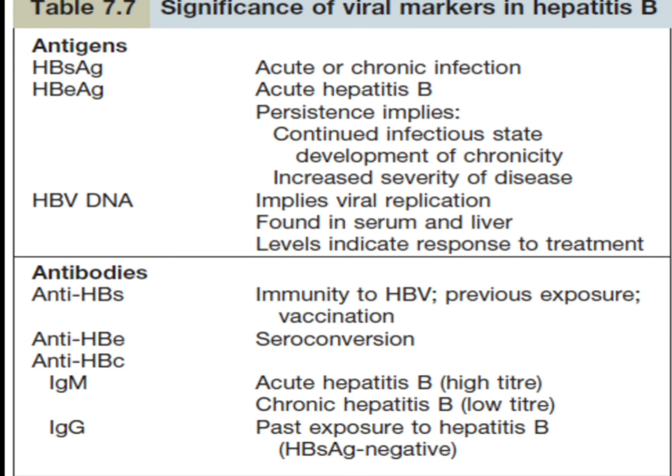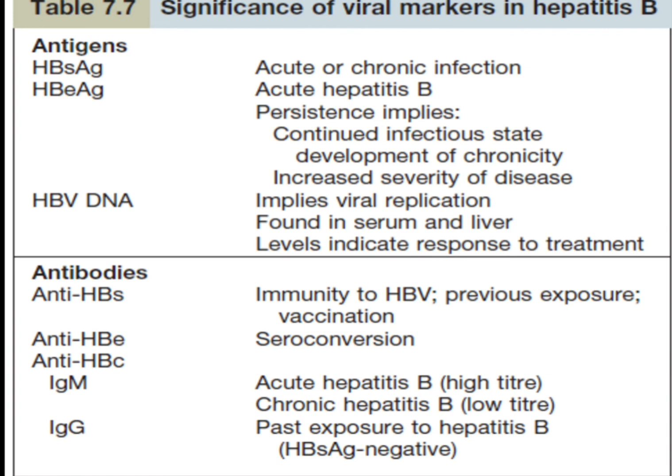increased severity of disease. Hepatitis B virus DNA, if you detect that, it implies viral replication, is found in serum and liver, and its level indicates response to treatment. So if the levels are low, it means the treatment is working. However, if the levels are high, it means that the treatment hasn't been started or is not effective.